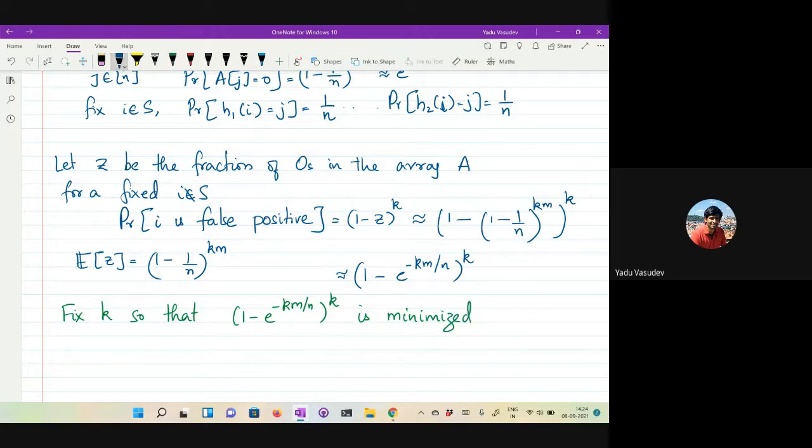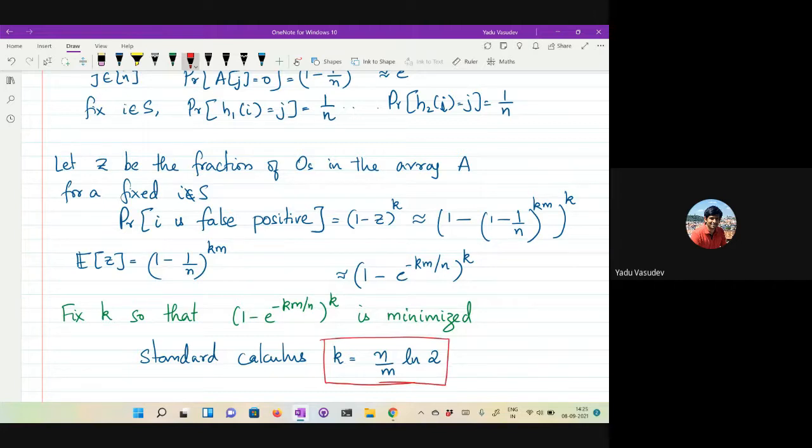And this you do with standard calculus. You can do it yourself and check. You take the derivative, equate it to 0 and so on, and find what the value should be. Then you will see that k will be something like n over m ln 2. This is what the k value is going to be when you try to minimize this quantity. So what it means is, if you want the false positivity rate to be the smallest, then the number of hash functions you need is something like n over m ln 2.